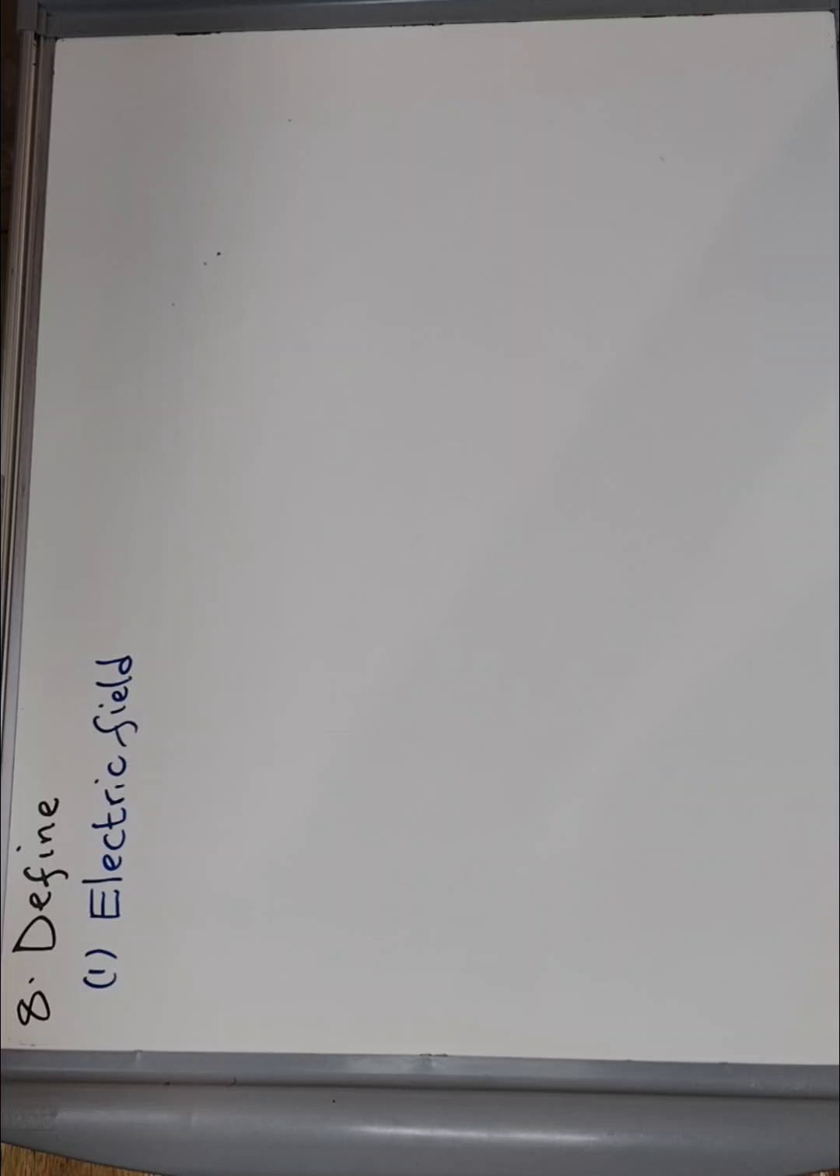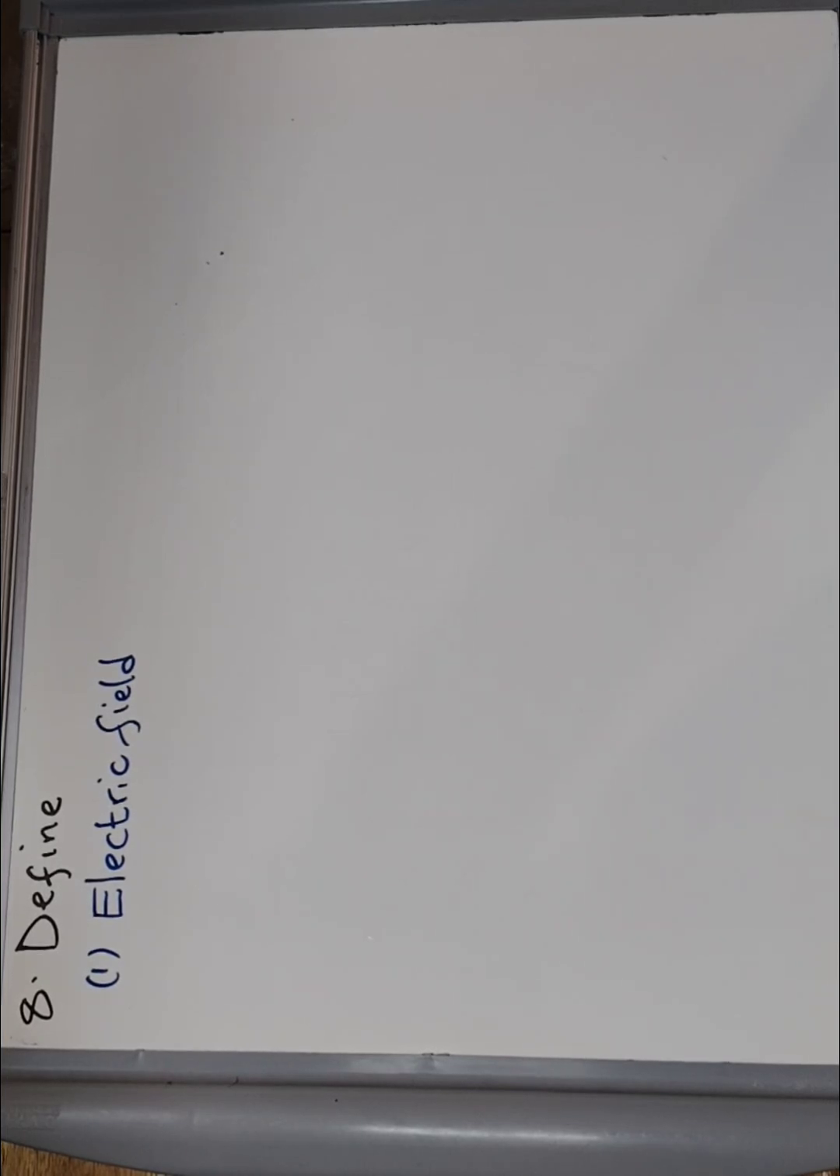Okay, today we are looking at this question. It says, define electric field. Okay, so what is it? Electric field is a region of space where a charge experiences a force. So when you put a charge at a particular point and that charge experiences a force, then that is what we call electric field.